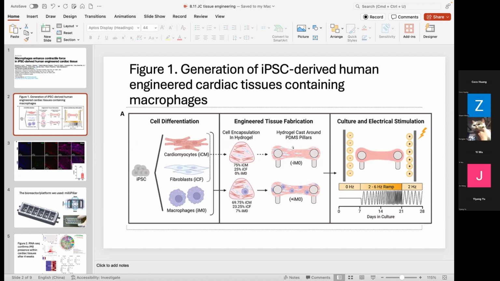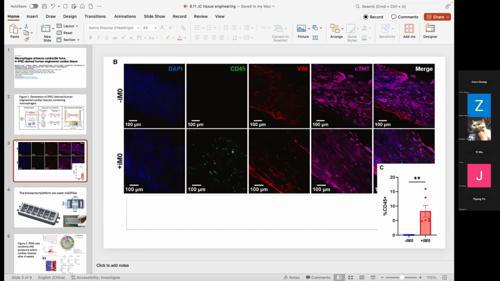After this, because our tissue is derived from stem cells, it is more immature, closer to fetal status, which means it doesn't beat, because in utero your heart doesn't beat. So we use electrical stimulation to help them mature and become more like adult heart tissue. The culture and stimulation, the maturation, takes 28 days. And after 28 days, we did an immunostaining to see if there are still macrophages resident in the tissue.